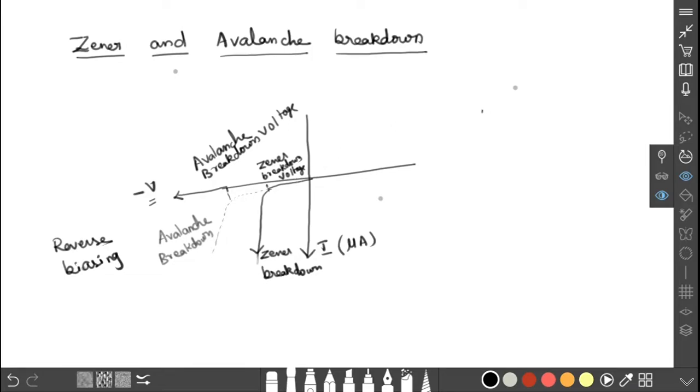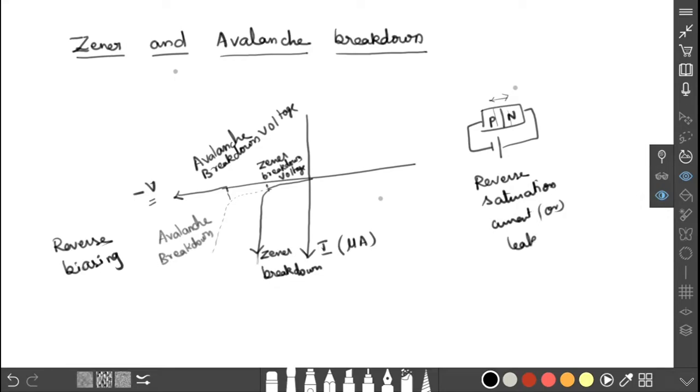For example, we are talking about a PN junction that is reverse biased. If you give the reverse biasing, generally the width of the depletion region increases, so no current is possible. But due to the minority charge carriers, a very small amount of current will flow through the circuit. That current is named reverse saturation current or leakage current, and it is due to the minority charge carriers.